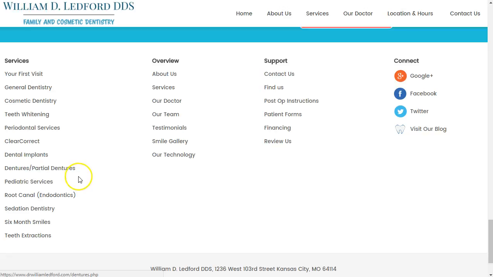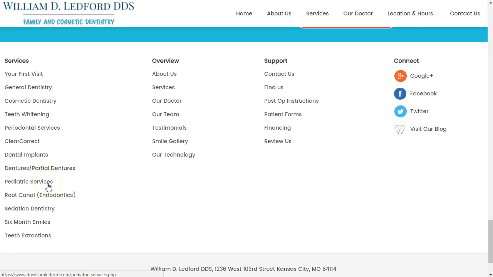dentures, partial dentures. Now this you may divide into two ad groups. So dentures is separate, and then partial dentures, which is a more specific type of denture, can be a separate ad group. Similarly, implant supported dentures could be a separate ad group.